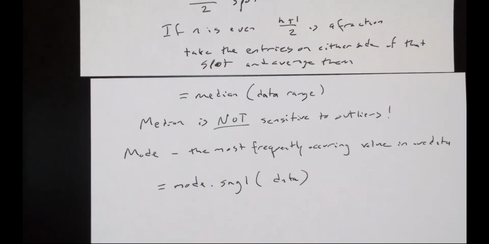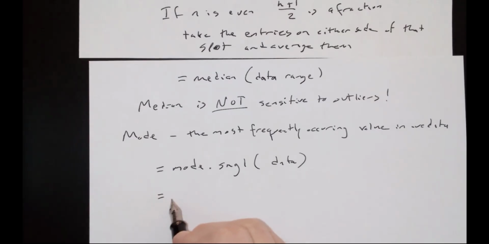If I use the command mode.sngl, it's going to give me the mode. But if there are more than one, how's it going to know which one I want? It doesn't. It gives me the first one. Now that becomes the question: what do they mean by first? Modes are examined from lowest to highest. So if you think there's more than one, or there might be more than one, you should use this command.